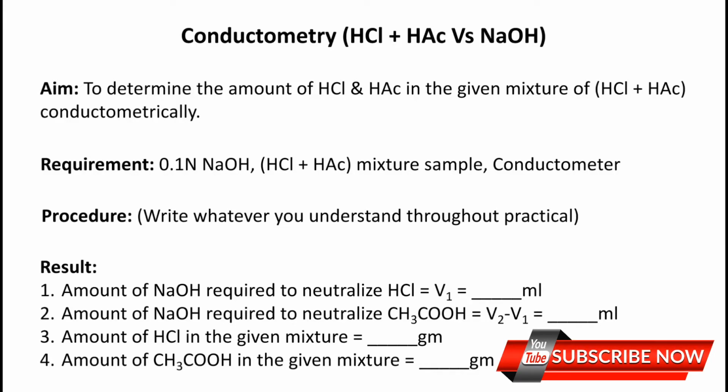Conductometry: to determine the amount of HCl and acetic acid in the given mixture of HCl and acetic acid conductometrically. Our requirements are 0.1 normal NaOH, HCl and acetic acid mixture sample, and a conductometer.